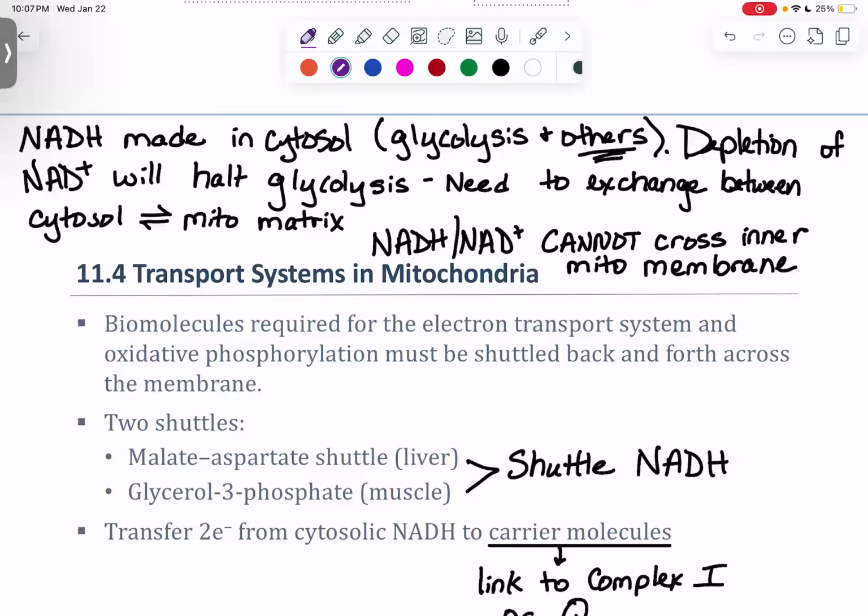You got to think about, okay, if I have electron carriers that are running this electron transport chain to then run ATP synthase. Well, I can make some NADH in the mitochondria, right, in the citrate cycle, which is really easy. It's in the right place. But I also make NADH in the cytosol. That can be through glycolysis and some other pathways that we'll talk about later. And we know that if we deplete NAD+, we're going to halt glycolysis and some other things.